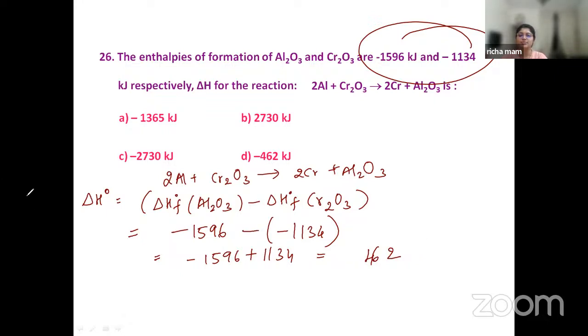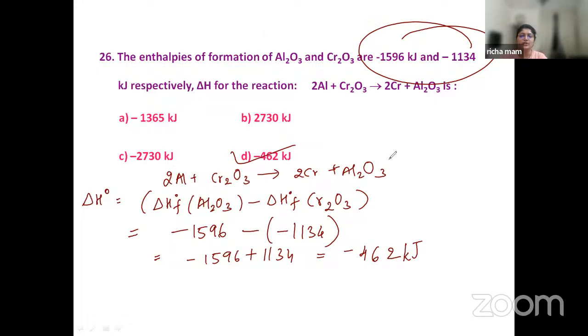So this is the answer, minus 46 kilojoules. It is option number D. Is it clear, students? Any doubts, any queries, you can ask in the chat box.